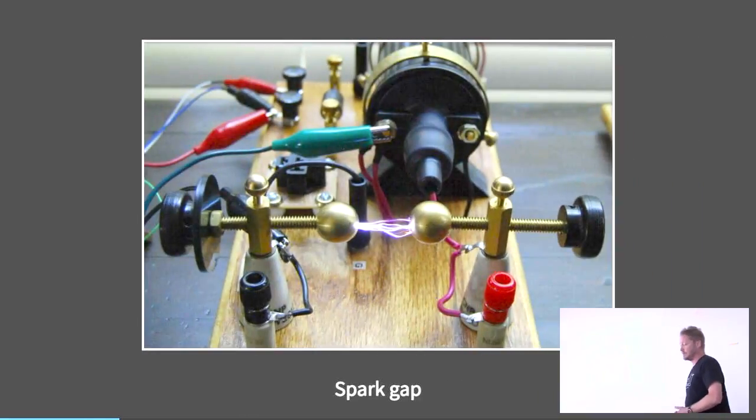But this is what a spark gap transmitter looks like. This is a modern one, and if it's clear there, you can see that that's a car ignition coil sitting in the background there. And there's the gap here where the spark is jumping.